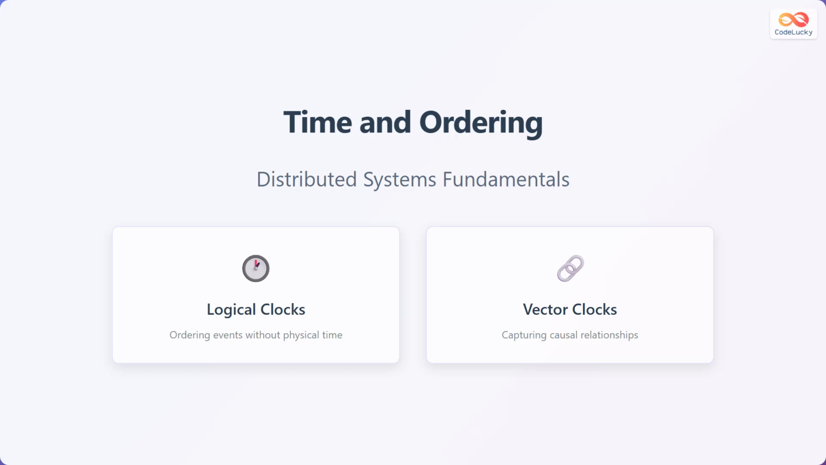In this video, we're diving into the fundamental concepts of time and ordering within distributed systems. We will explore how these systems handle the challenge of establishing a consistent order of events when there isn't a single, reliable clock to synchronize everything. We will discuss logical clocks and vector clocks. Logical clocks provide a way to order events without relying on physical time, while vector clocks help in capturing causal relationships between different events.